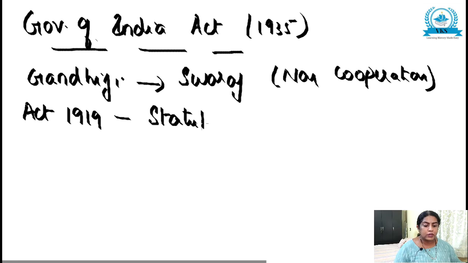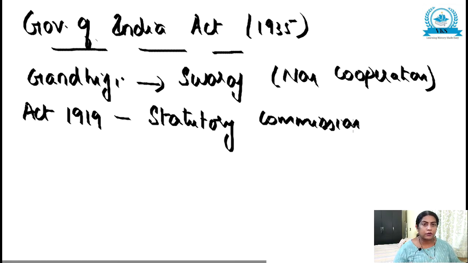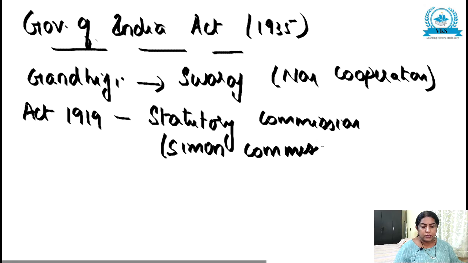be appointed for the purpose of inquiring into the working of the system. A statutory commission means a group appointed by the British for making recommendations. So a group was appointed by the British to make recommendations and to inquire into the report of the 1919 Act. This statutory commission was called the Simon Commission, and it was headed by Sir John Simon.